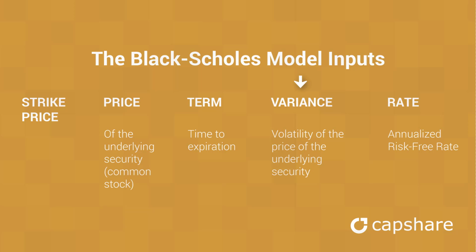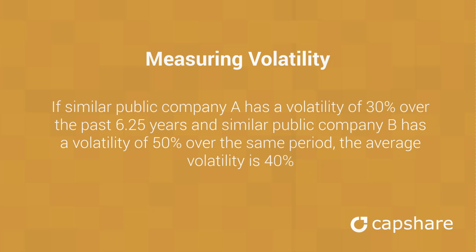Another tricky input is volatility. We need to calculate the variance of the company's stock price over time. So we want to know how much the company's stock price has fluctuated by a percentage over the last 6.25 years. Now, if we were a public company, this would be really straightforward. You could just look at trading history, but as a private company, we don't really have anything like that, and that kind of puts us in a bit of a pickle. So what we want to do instead is look at a set of comparable public companies. If your company is similar to company A that has a volatility of 30% over the last 6.25 years, and it is also comparable to company B, which has a volatility of 50%, then we can split the difference and use a volatility of 40%.